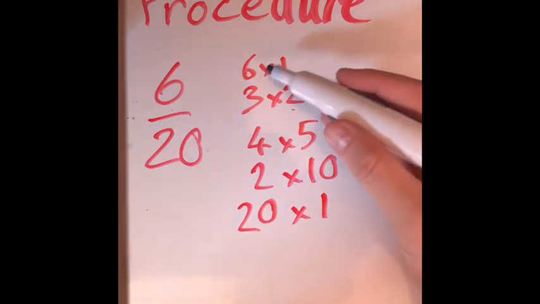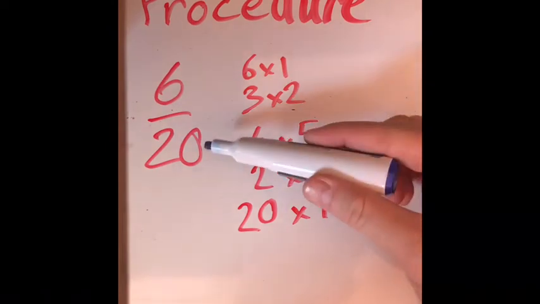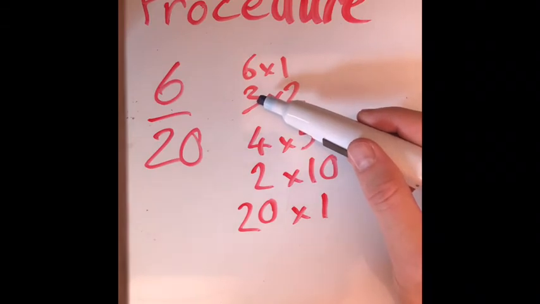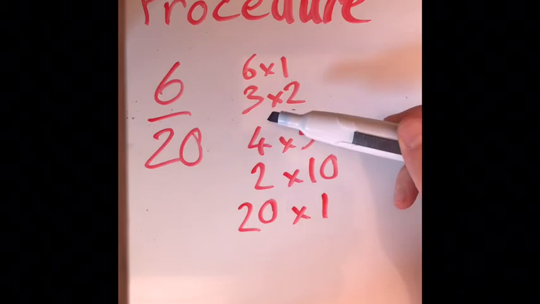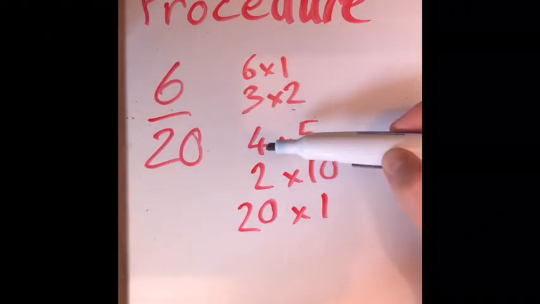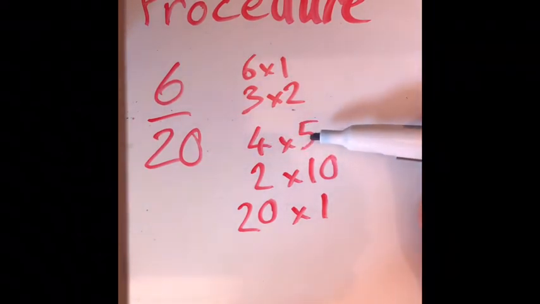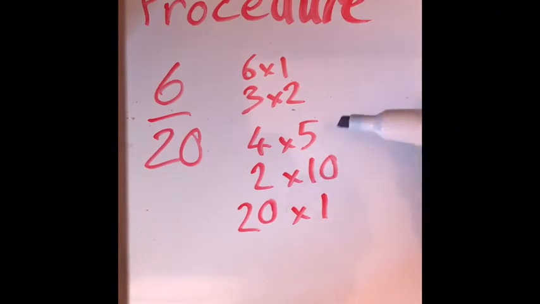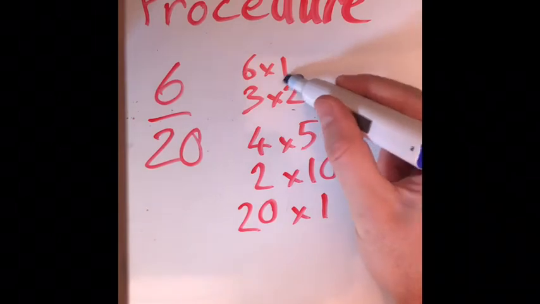is not 6, because 6 cannot be multiplied by any other whole number to make 20. It is not 3, because 20 cannot be made by multiplying 3 by a whole number. It is not 4, because 6 cannot be made by multiplying 4 by another whole number. It's not 5, because 5 cannot be multiplied by another number to make 6, and so on. So the highest common factor here is 2.